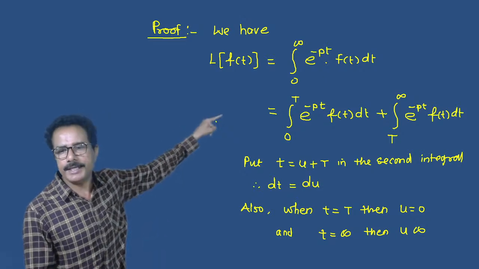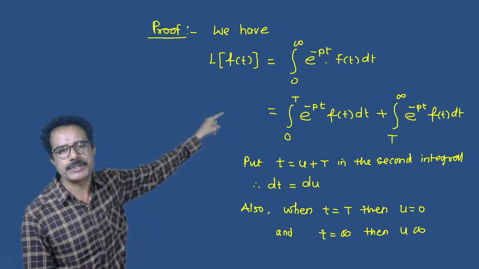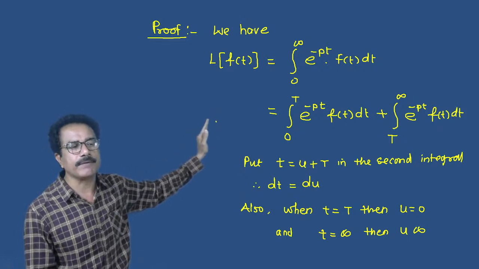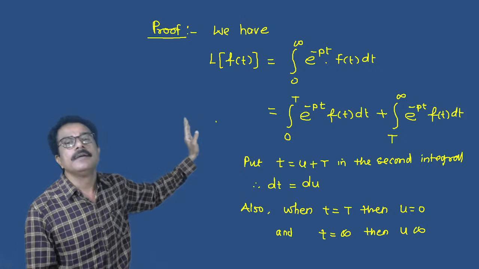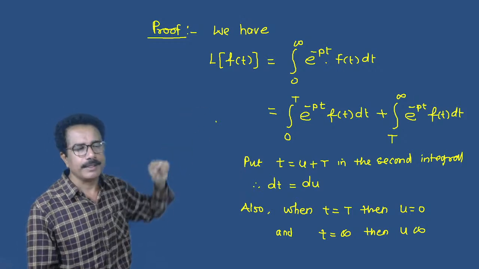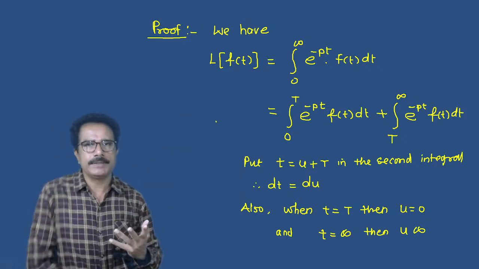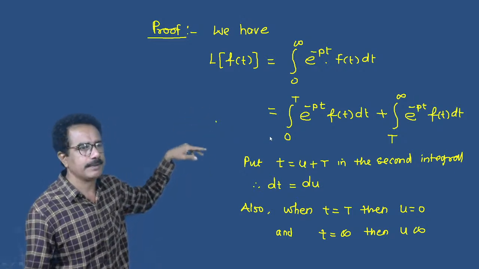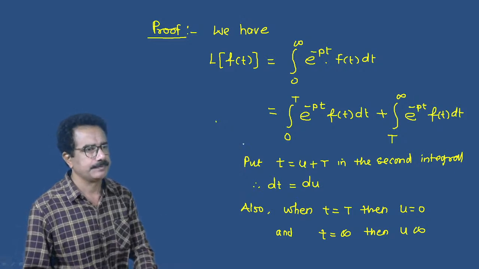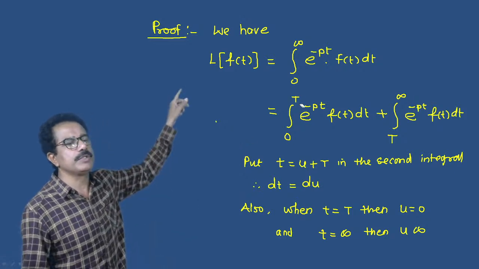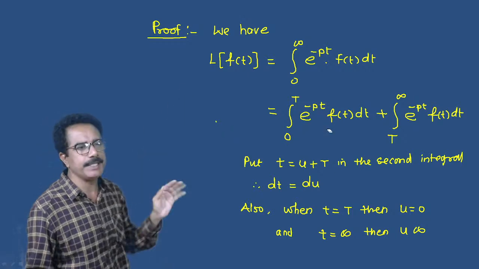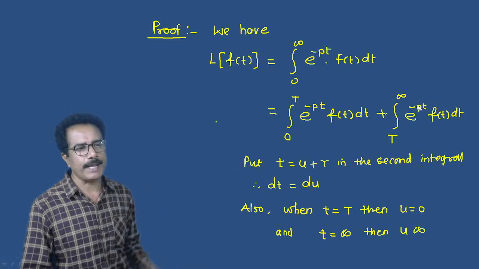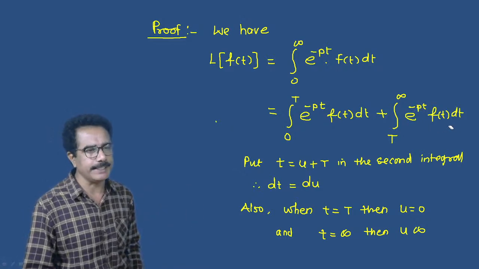So T is the given period, and our aim is to distribute this integral into two parts, 0 to T. By using the properties of the definite integral, we can convert it. See this. Integral from 0 to T of e raised to minus pt f of t dt plus T to infinity of e raised to minus pt into f of t dt.